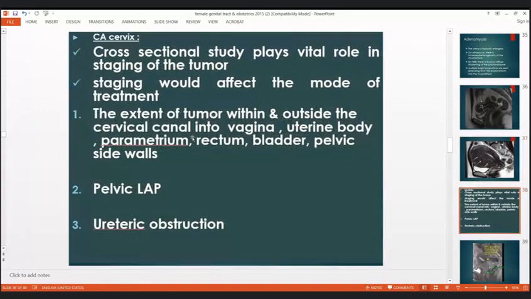What about cervical pathology? The most important pathology is carcinoma. The diagnosis of cervical cancer is generally clinical, by direct visualization of the cervix. Cross-sectional study, mainly MRI, will help in staging the extent of the tumor within and outside the cervical canal into the vagina, uterine body, parametrium, rectum, bladder, pelvic sidewalls, and for assessment of pelvic lymphadenopathy and obstruction of the ureters.